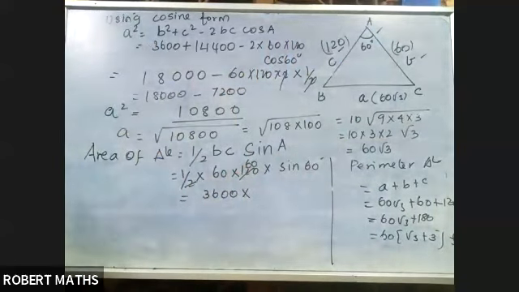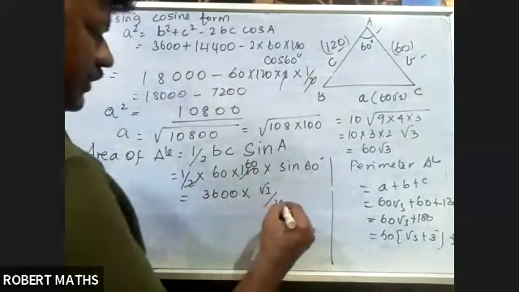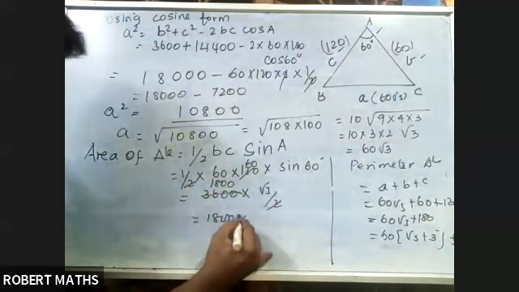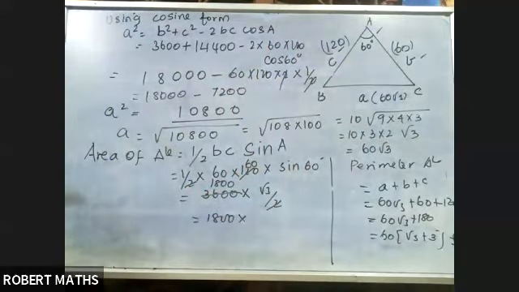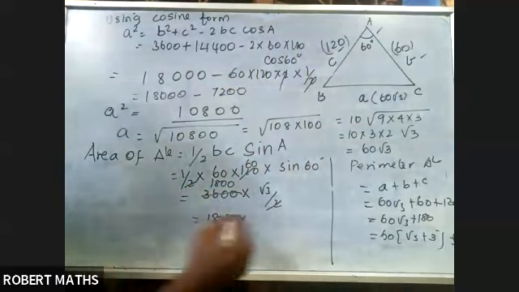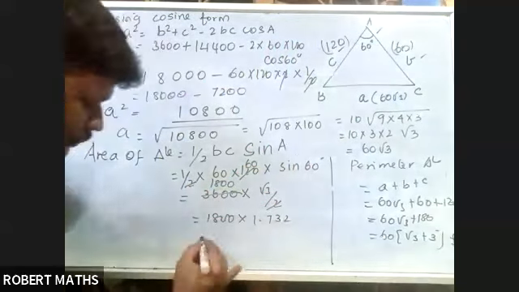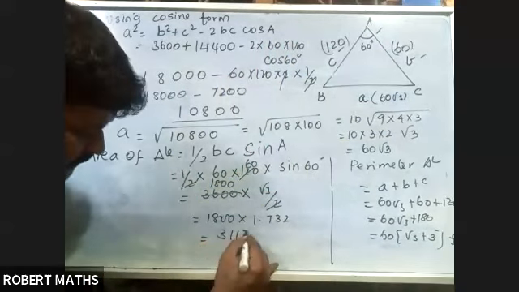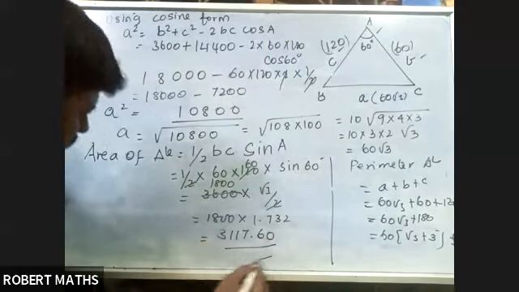What is the value of sin 60 degree, girls? Root 3 by 2. Very good. Root 3 by 2. We'll get 1800. So therefore we have 1800 root 3. 1800 into 1.732. We'll get the answer as 3117.60. So this is the area.